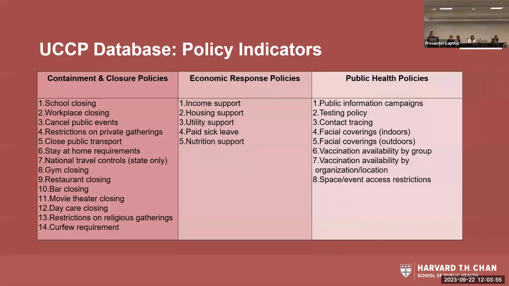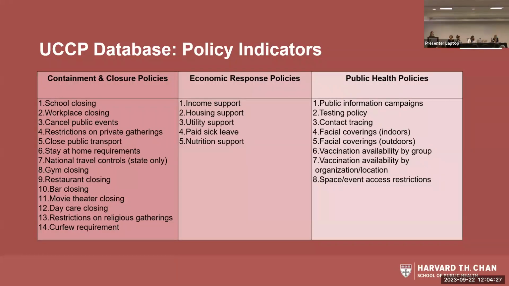So in terms of the policies included in the database, these are grouped into 3 domains. As I mentioned, these were pretty closely based on the similar Oxford database that gathers national and state level policies. The 3 main domains are containment and closure, economic response, and public health policies. Again, if you can get to our website through the QR code later or the website link, you'll be able to see more details about what each of these indicators covers and how the data were collected.